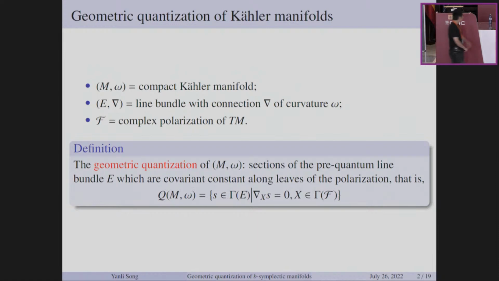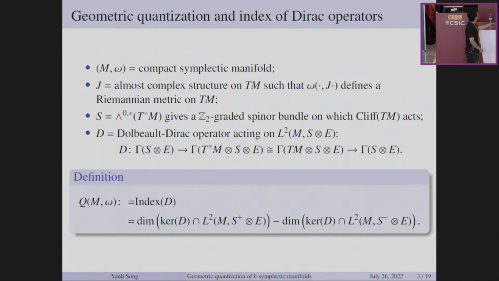Then we move to symplectic manifolds. In this case, we only assume that the manifold is symplectic, but it may not be Kähler, so it may not be complex. One way to define the quantization is using the Dirac operator, so that it is related to index theory. How do we do that? Suppose M, omega is a compact symplectic manifold, where omega is a symplectic two-form.